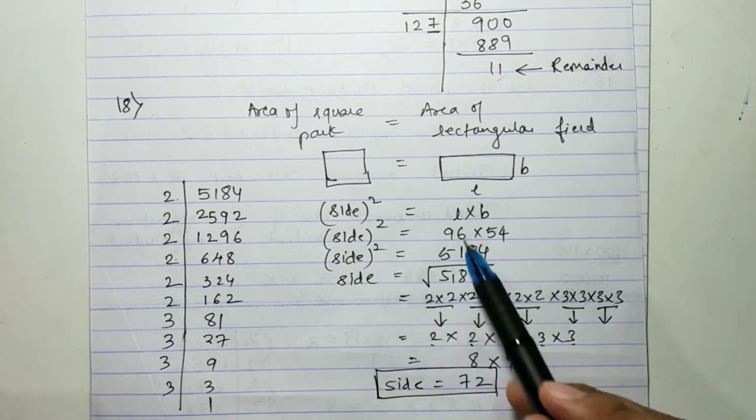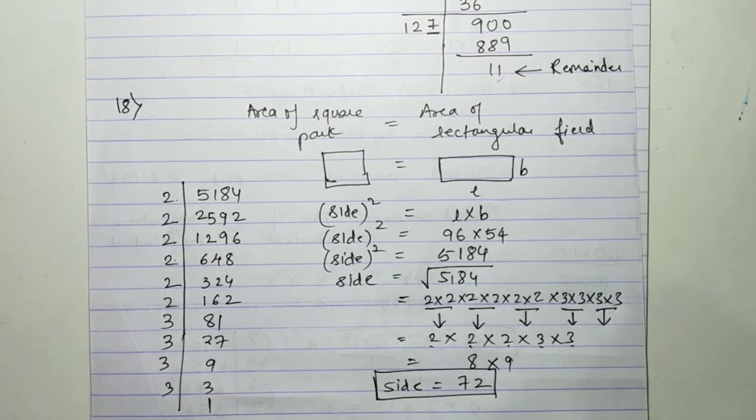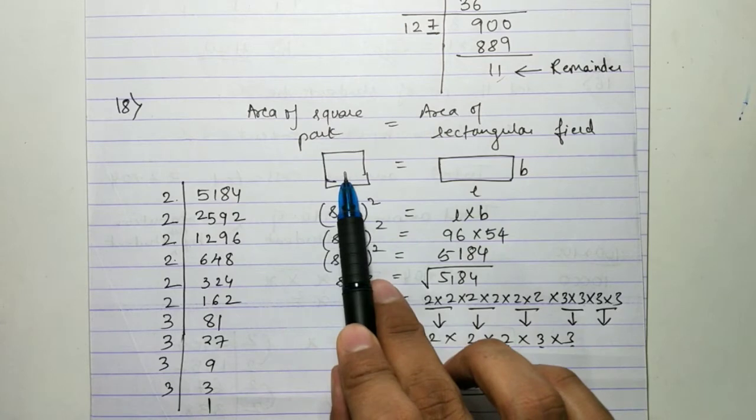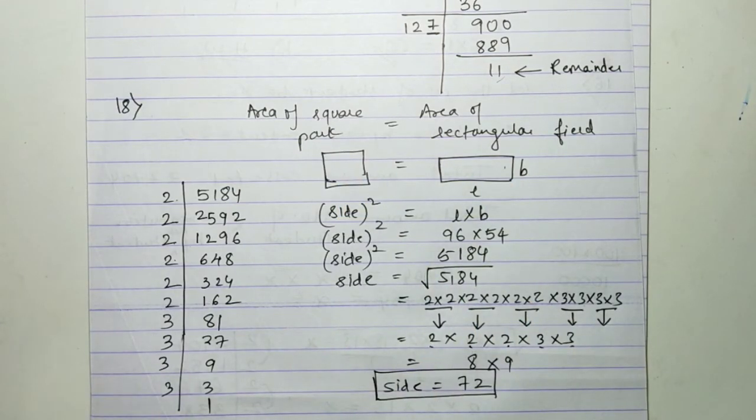This square, when it came here, became a root. So the side of the square is 72. They told that area of square is equals to area of rectangular field.